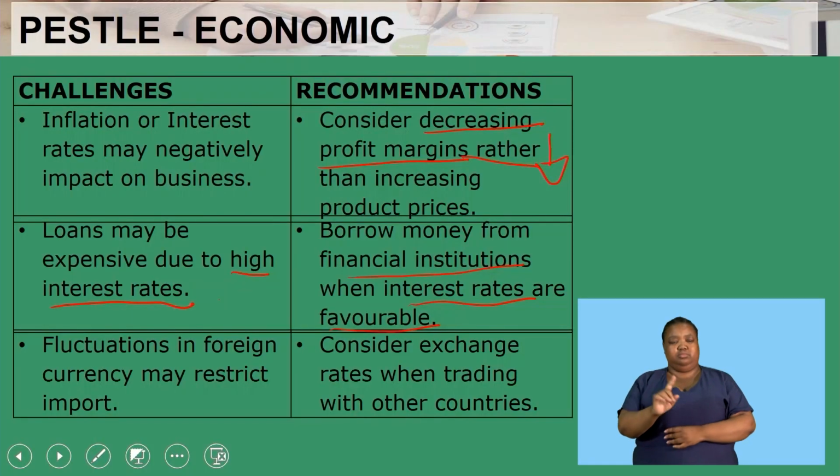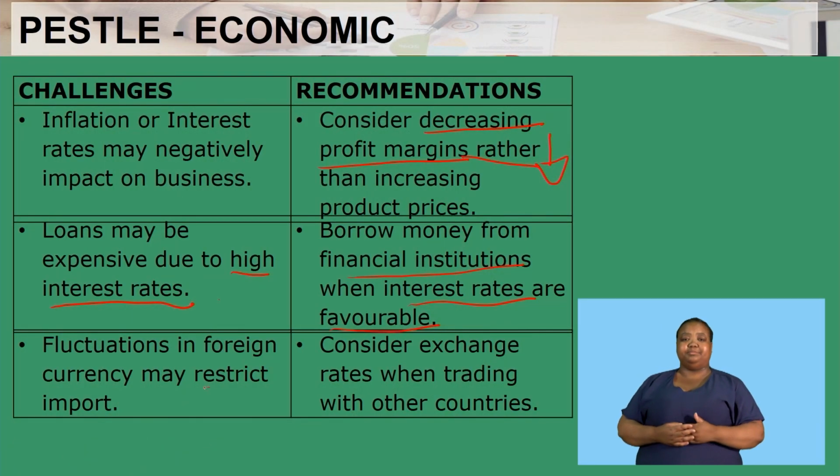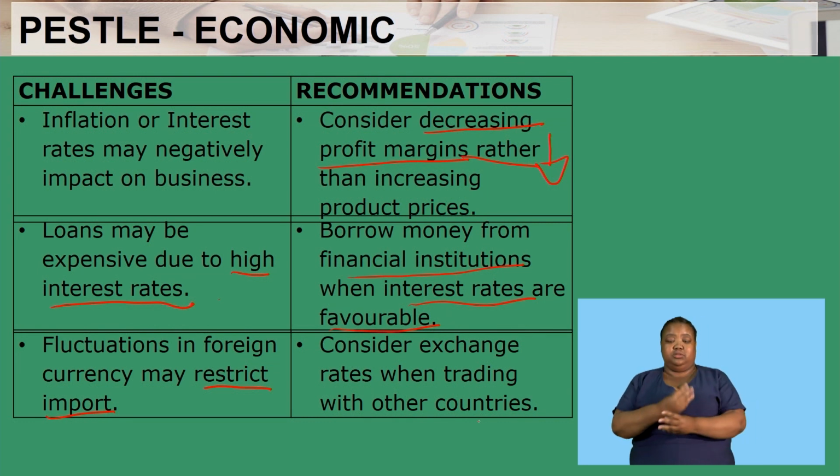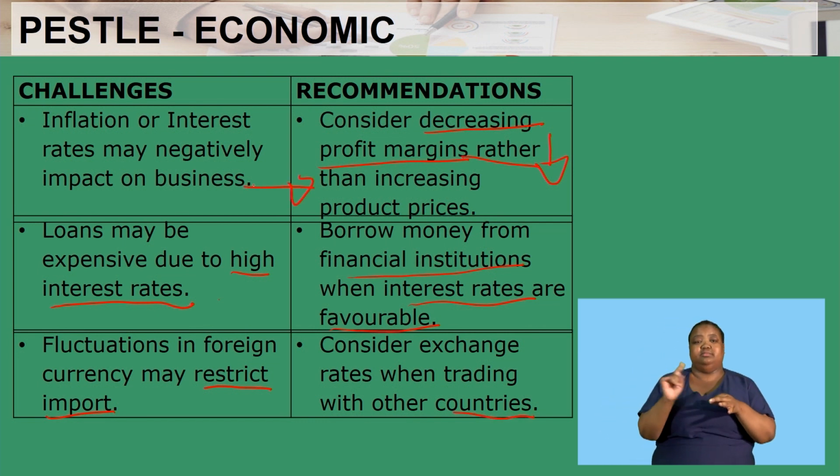Right, and then fluctuations in foreign currencies may restrict import. So what is a recommendation? Consider exchange rates when trading with the other countries. I hope you can see that there is a link here. For every challenge, there is a recommendation. It is linking. So we cannot speak about inflation, but yet the recommendation, we are saying consider the exchange rate. It does not make sense if we do it that way. So it needs to link.